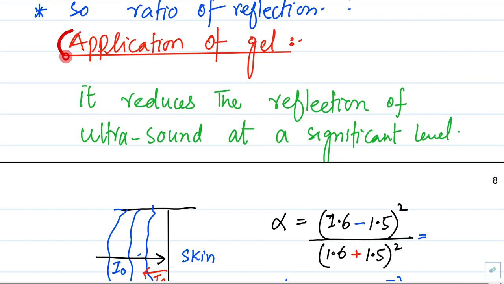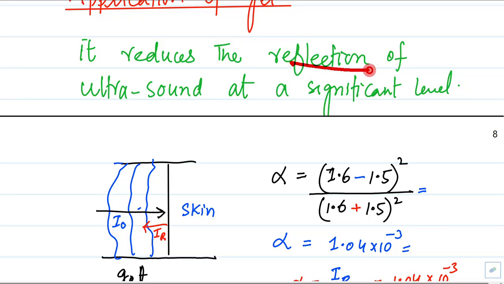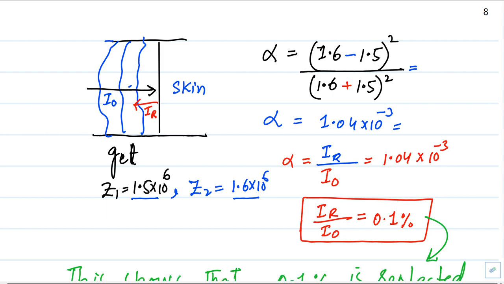There are some remedies. Application of the gel reduces the reflection. This is again a question in the past paper: why do we apply the gel before doing ultrasound? It reduces the reflection of the ultrasound at a significant level. For example, if I apply the gel, this is the layer of the gel, and after applying the gel, the doctor applies the ultrasound machine. The gel has the acoustic impedance 1.5 into 10 raised power 6, whereas the skin has the acoustic impedance 1.6 into 10 raised power 6.